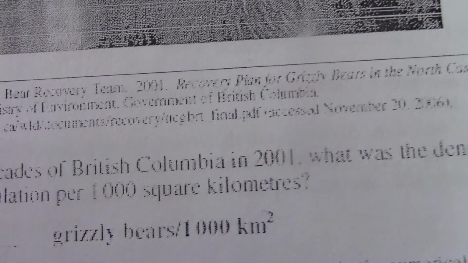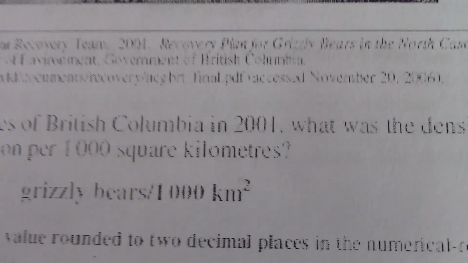Another thing that you'll see is, typically grizzlies in British Columbia have a range of about 1,000 square kilometers. So if you look at the density, it makes more sense to measure the amount of grizzlies per 1,000 square kilometers rather than per square kilometer, because it's unlikely you're going to find a single grizzly bear in a 1 square kilometer area because they have really, really large ranges. So this question says in the North Cascades of British Columbia in 2001, what was the density of the grizzly bear population per 1,000 square kilometers?